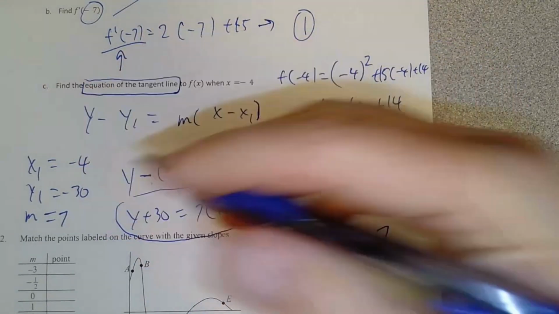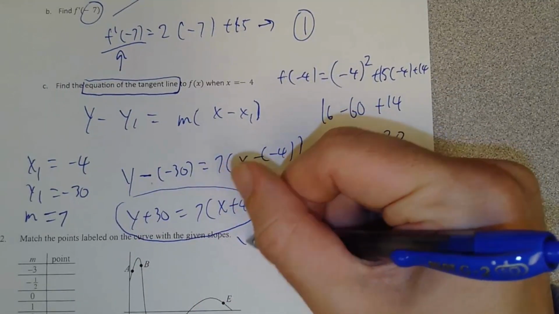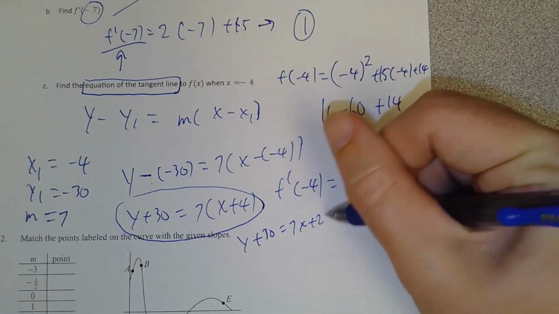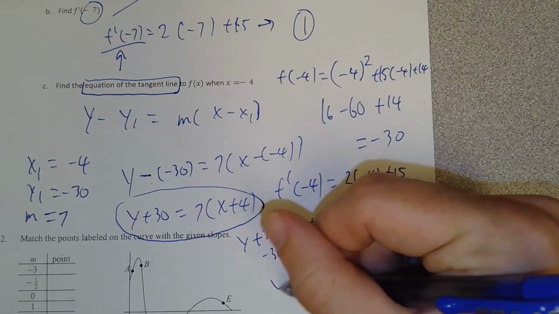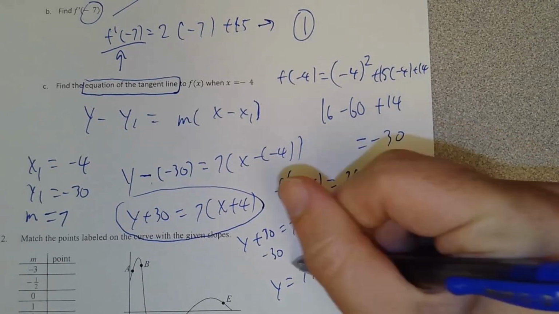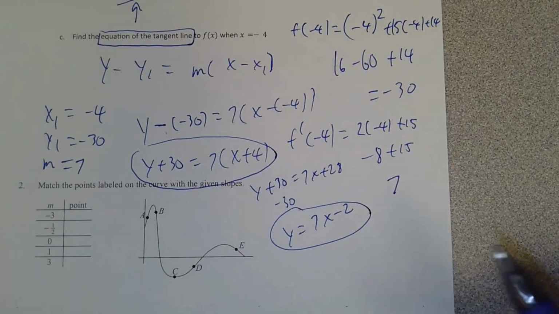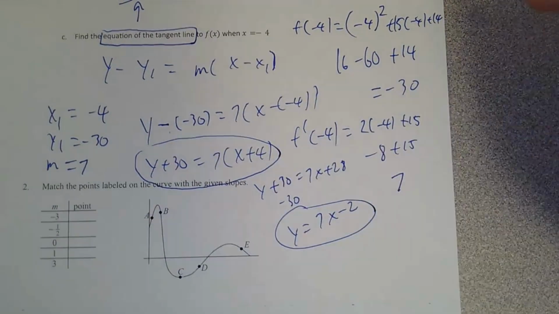If you wanted to put it into the full form, that would be y plus 30 equals 7x plus 28, minus the 30, y equals 7x minus 2. So either of those is fine. No bonus points for writing it like that. If you get it like that, you're good to go.